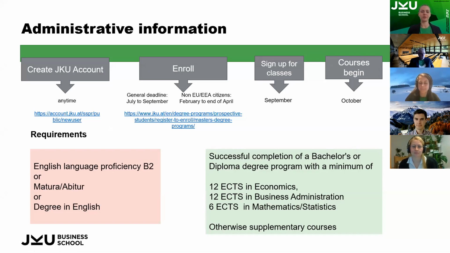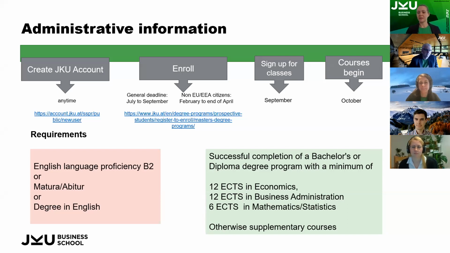Here you would have to respect a certain deadline. We have 2 deadlines for the simple fact that if you are not a European Economic Area citizen, so this would mean European Union plus Iceland, Norway and Liechtenstein, the procedure of admission takes several months. So it's important to start the enrollment very soon, from February to the end of April. If you are a European Economic Area citizen, it would be soon enough to start in July, and you can start the enrollment until September.